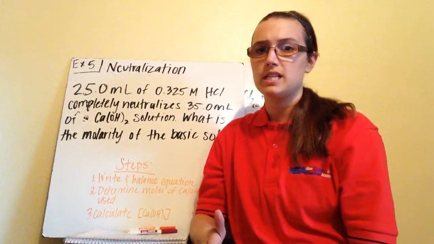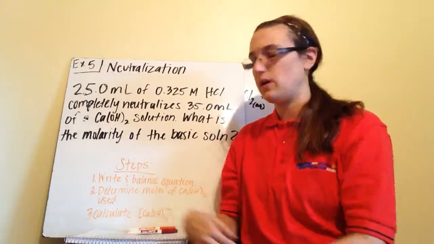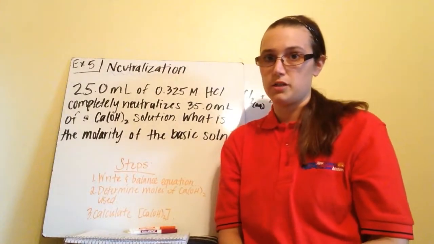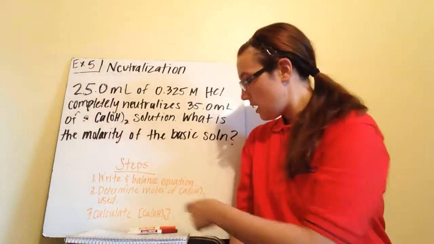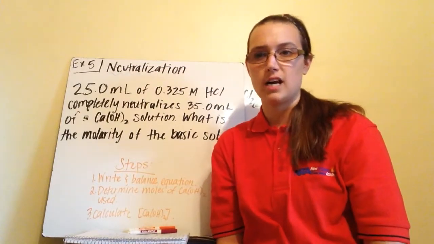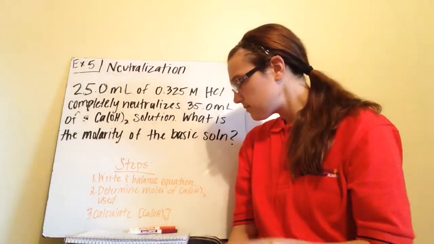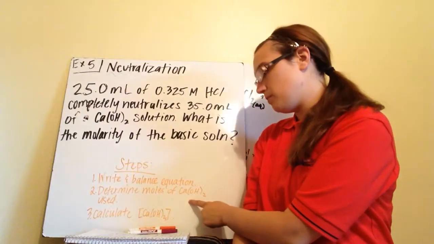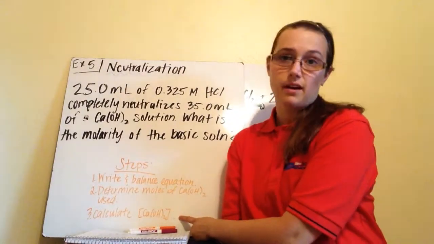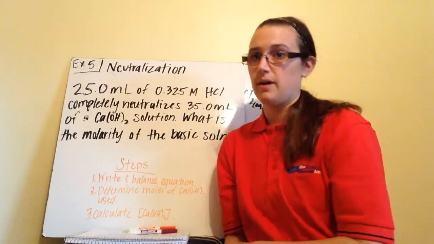So with this neutralization reaction, there are some steps that we need to take. The first step is to write and balance the equation. So we need to have an equation to work with. The second step is going to be to determine the moles of calcium hydroxide that we use. And the reason that we want to determine the moles of calcium hydroxide used is so that we can calculate the concentration of the calcium hydroxide.